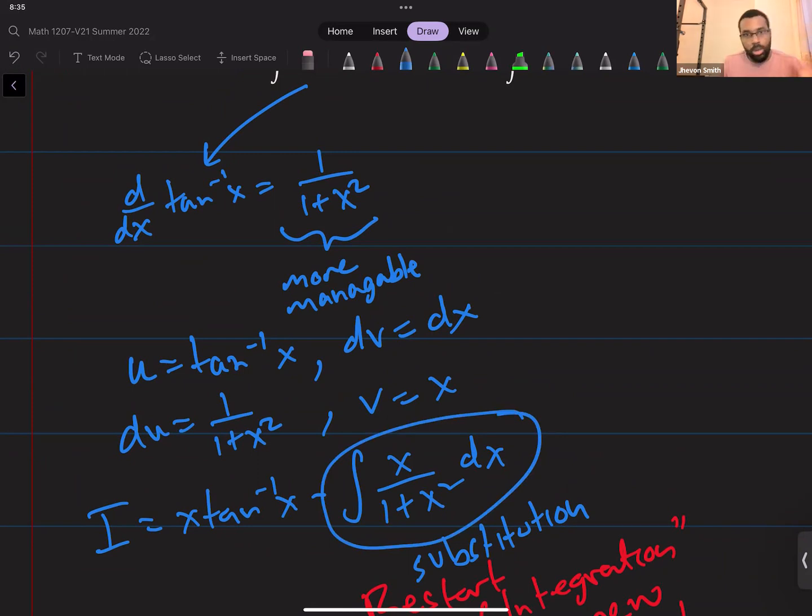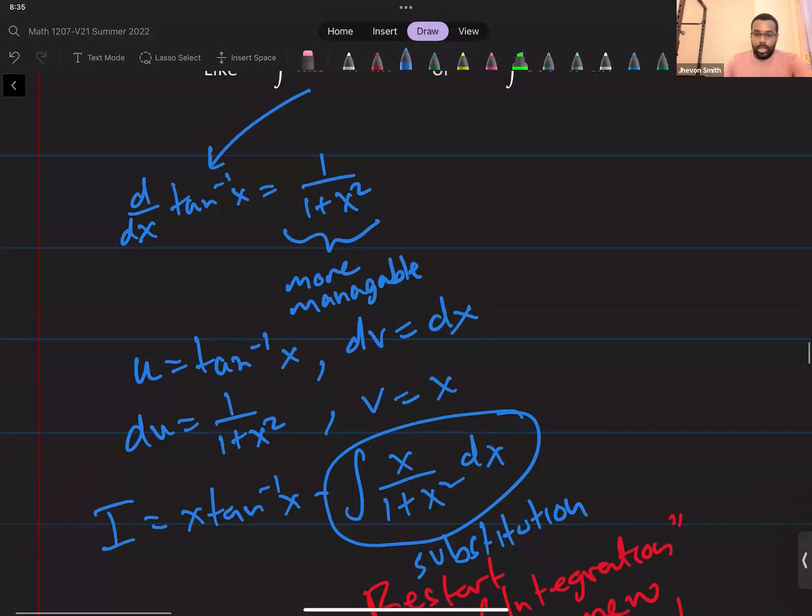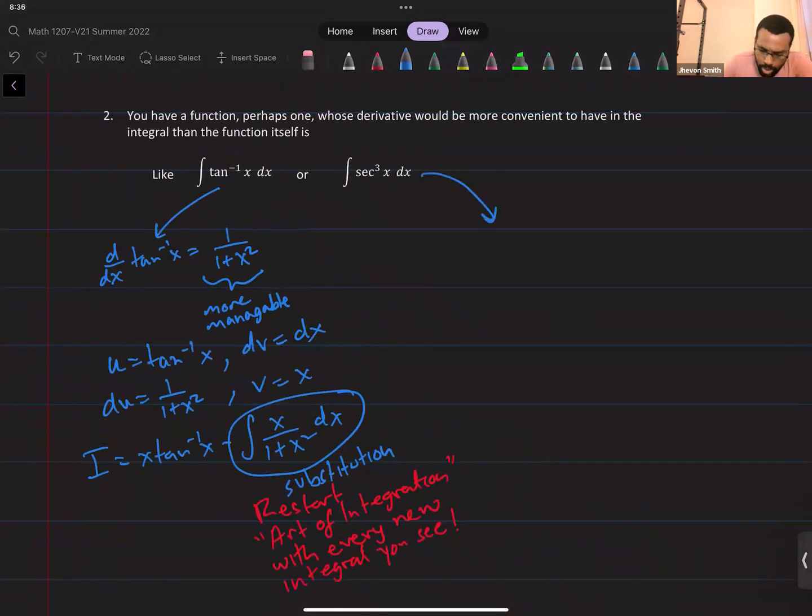Is this a basic rule? Can I simplify it to be a basic rule? Would a substitution work? And here, clearly, 1 plus x squared would be a nice substitution. Your du would be 2x dx. And so you can actually get that, you have that x dx in the numerator, right? Secant squared, we saw that one.